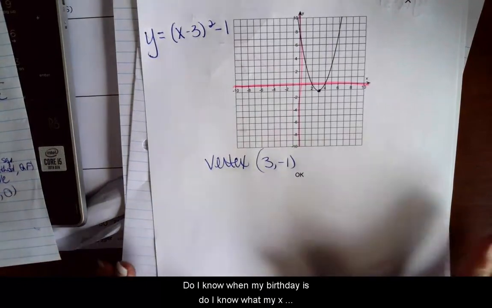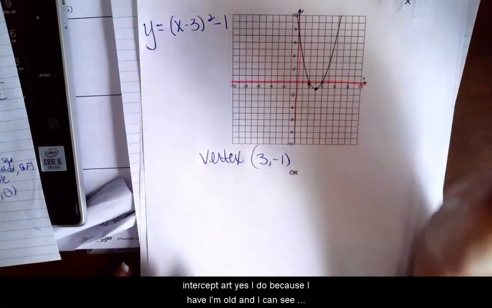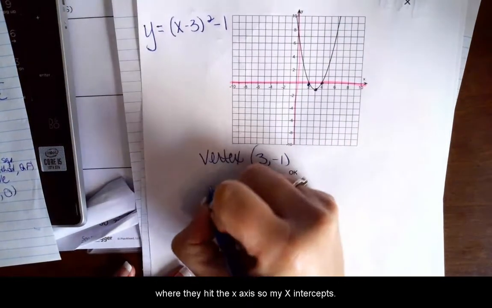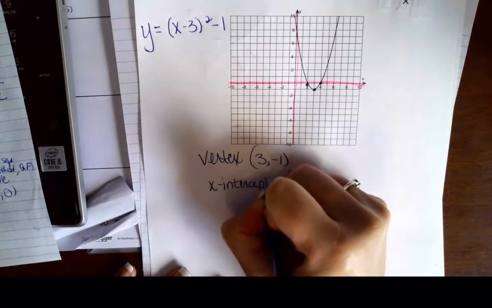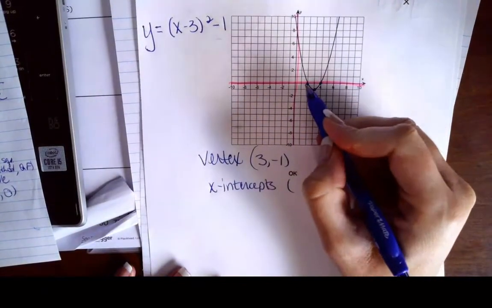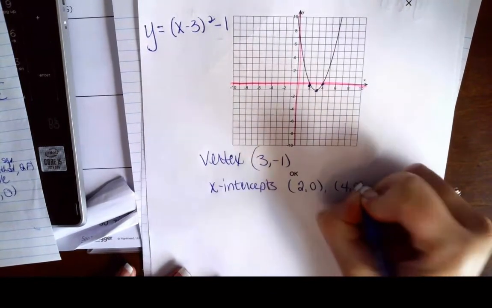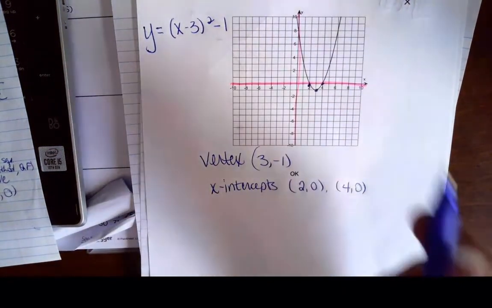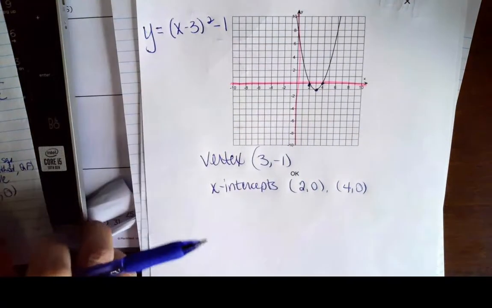Do I know what my x-intercepts are? Yes, I do, because I have eyeballs and I can see where they hit the x-axis. So my x-intercepts are going to be at 2, 0, and again at 4, 0. So I know that just from looking at the picture. Well, now let's come back up here and see what I was supposed to do.